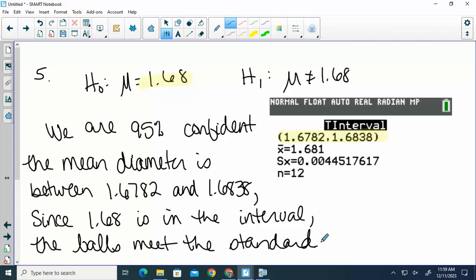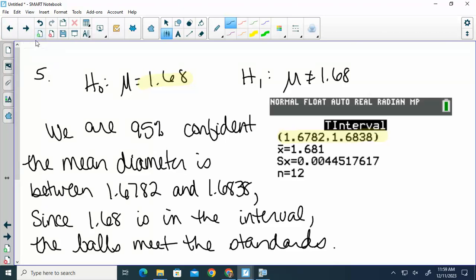If it was not in the interval, we were 95% confident it falls between these numbers, so if our null hypothesis was not, then that would be when we reject it. Is that okay?